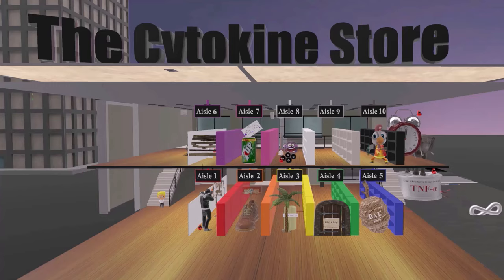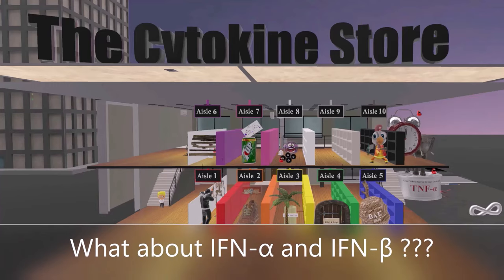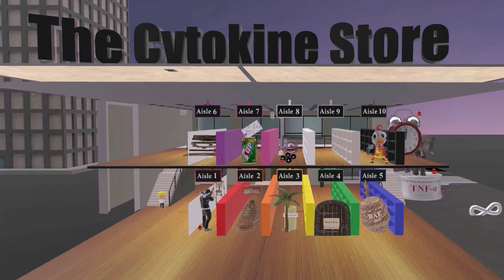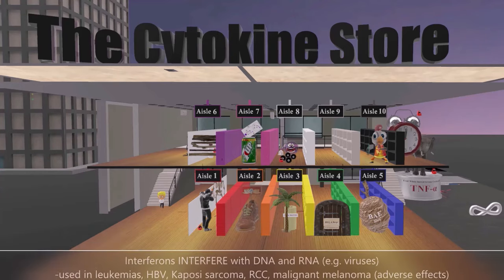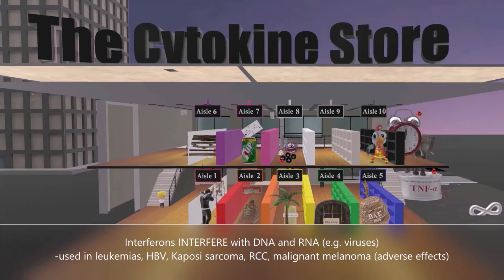I know what you might be thinking. What about interferon alpha and interferon beta? Why didn't my professor have anything in the scene representing this? I guess she just expected me to realize that interferons interfere. That interferons interfere with both RNA and DNA viruses. This is why they're used in leukemias, hepatitis B virus, and Kaposi sarcoma, as well as renal cell carcinoma and malignant melanoma.